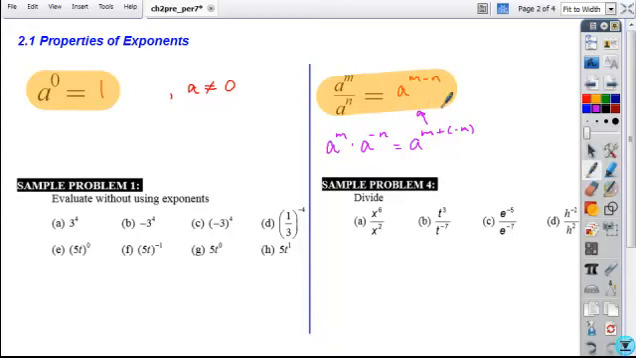So you can just use the shortcut here. You don't need to go through this process every time. Just when you divide two exponents with the same base, you subtract their powers.